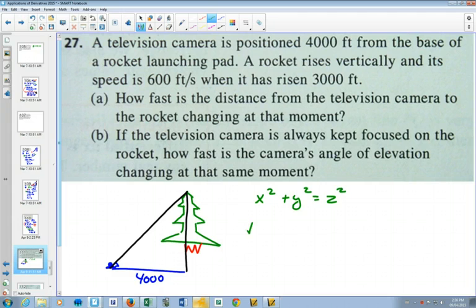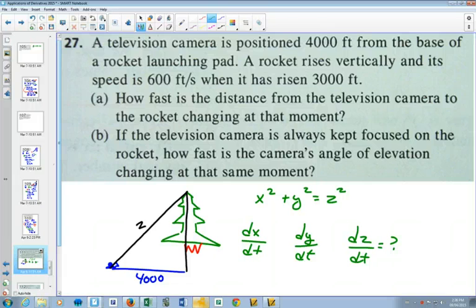Do we know dx/dt? Do we know dy/dt? Do we know dz/dt? And what are we trying to find? How fast is the distance from the television camera to the rocket? That would be this distance z. How fast is that changing? So this is our question mark.